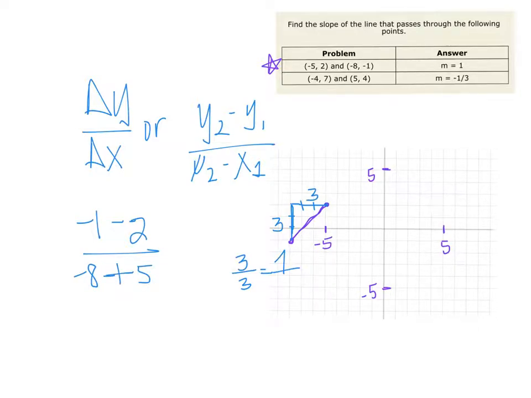So -1 minus 2 is -3. -8 minus -5, which is really adding 5, is also -3. -3 over -3 again is 1.